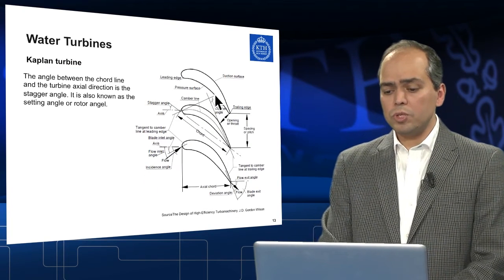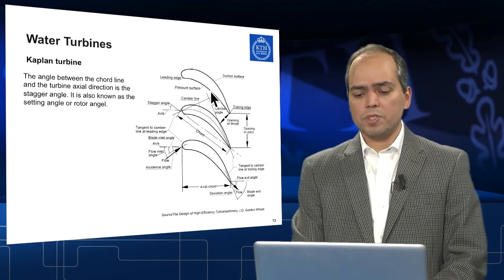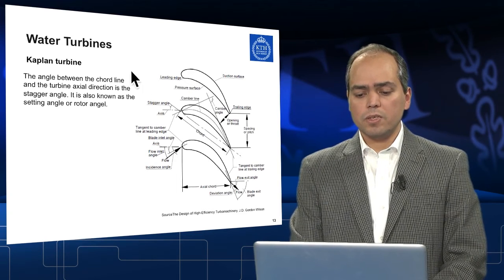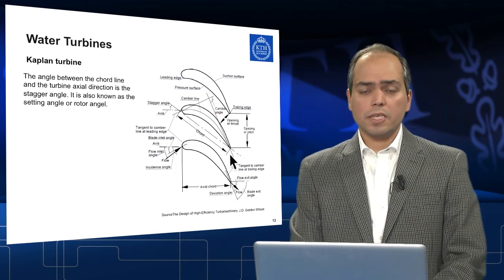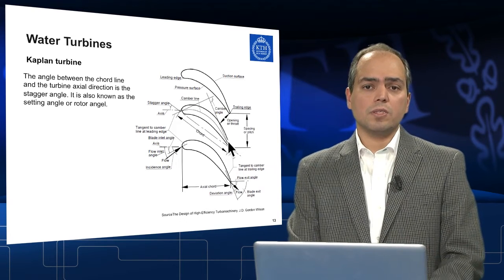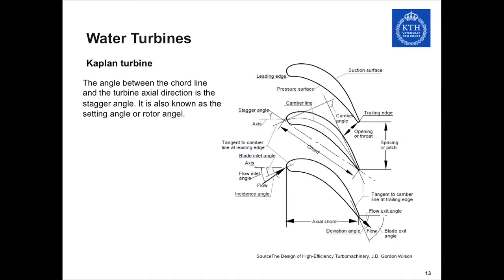If we take a look at a section of each blade, you can see water comes in and then it leaves the blade. There are many technical terms. The design of the turbine itself deserves a whole dedicated course. But what is important here is this is the core, and the angle between the core and the axis of the turbine is called the stagger angle.